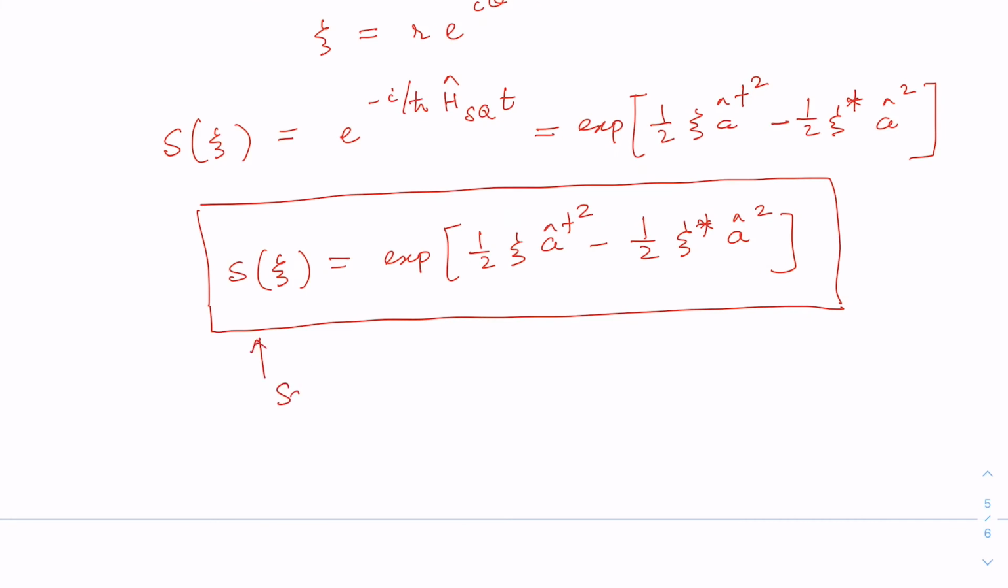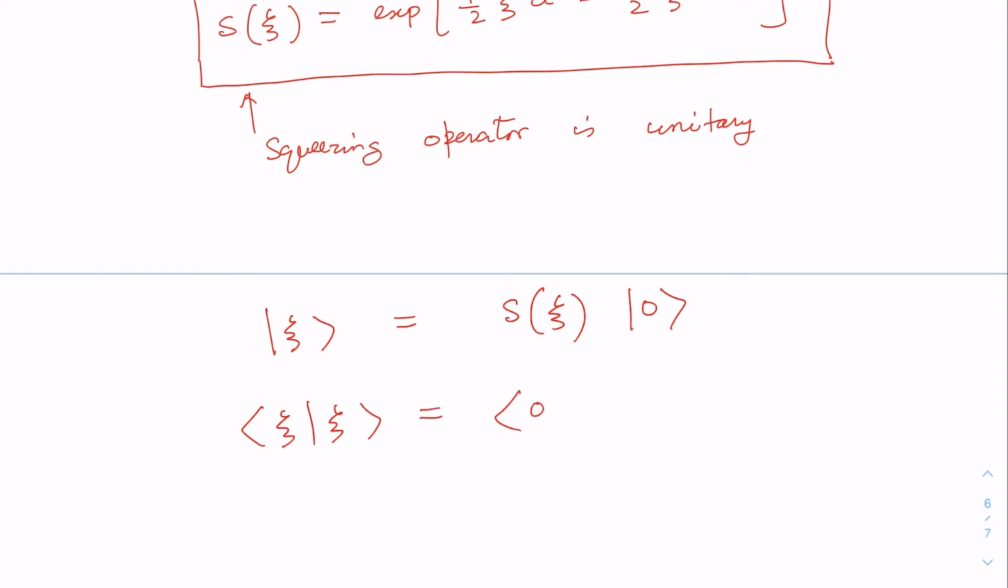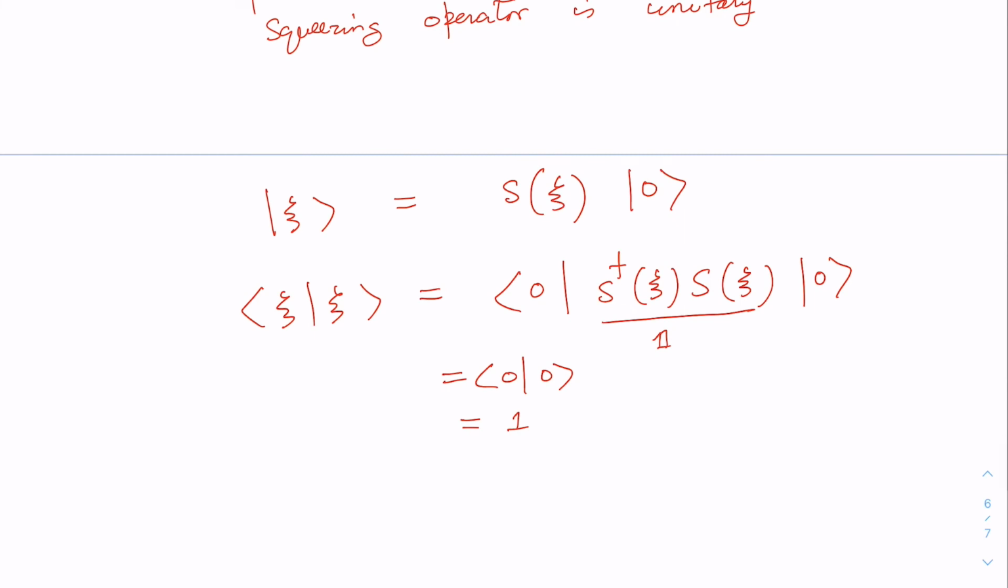This squeezing operator is unitary, and the squeezed state xi can be created from vacuum just by applying this squeezing operator on the vacuum state. Also, you can see that the squeezed state is normalized because of the fact that S is unitary. Because the vacuum state is normalized, this squeezed state is also normalized.